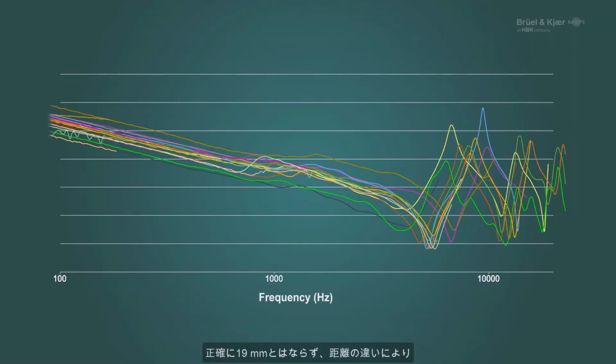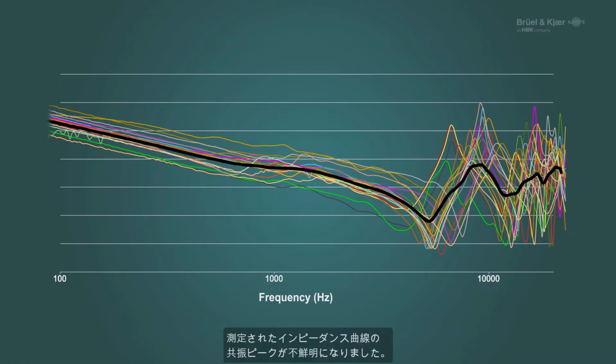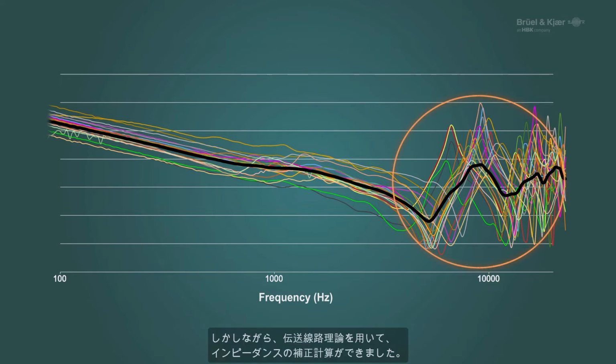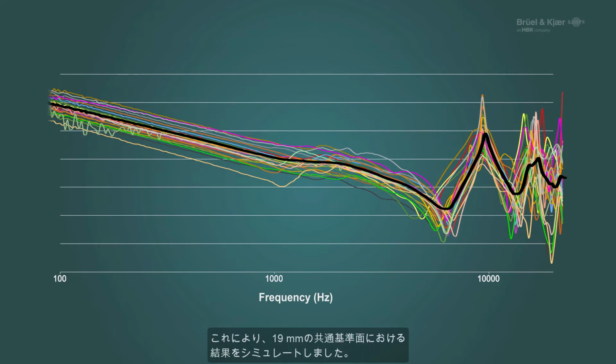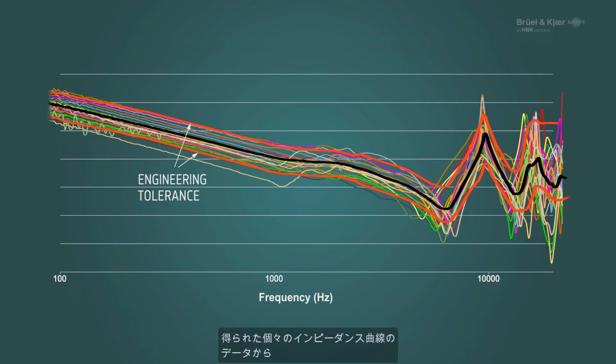Despite best efforts, the position of the probe tip from subject to subject was not exactly 19 mm, and the variation in the distance from the probe tip to the DRP, the drum reference point, resulted in the resonant peaks in the measured impedance curves being smeared. However, using transmission line theory, it was possible to calculate the correct impedance to simulate the result at the 19 mm common reference plane. The resulting data provided a family of impedance curves which could be used to get an average curve.